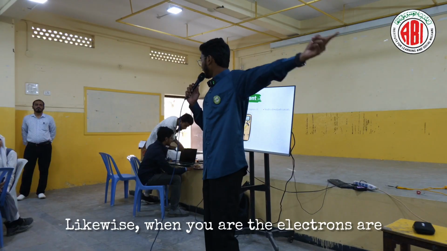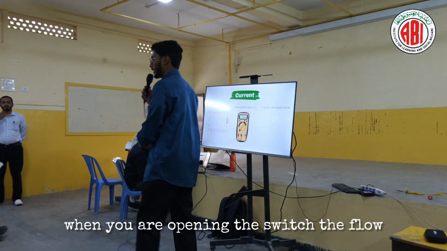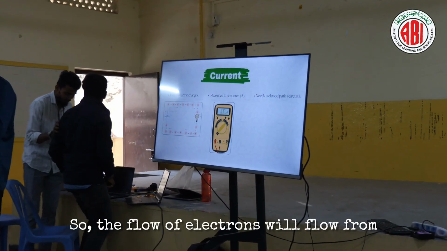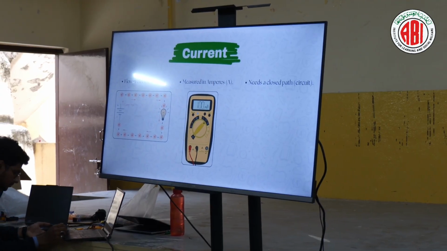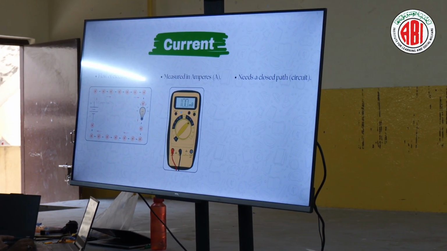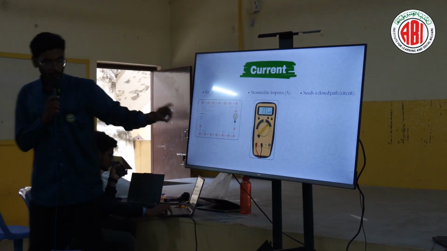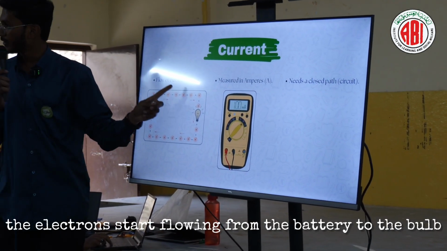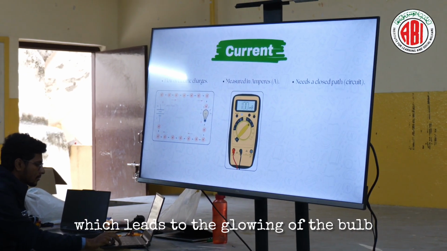Likewise, when the electrons are standing there at the switch, when you are opening the switch, the flow of electrons gets started. So the electrons will flow from the switch to the fan. That results in rotating of the what? Fan, exactly. So, as you can see here, when you are switching on, the electrons start flowing from the battery to the bulb, which leads to the glowing of the bulb.